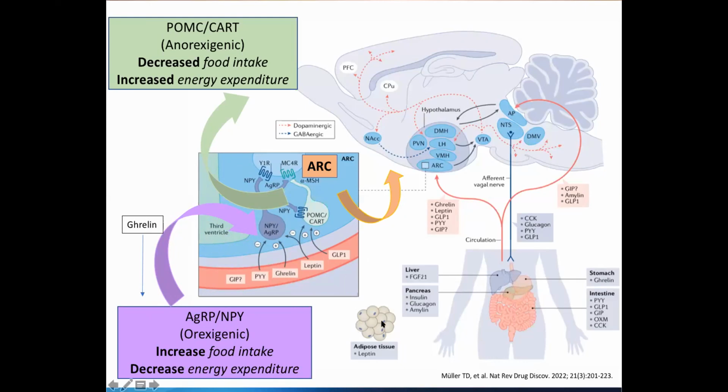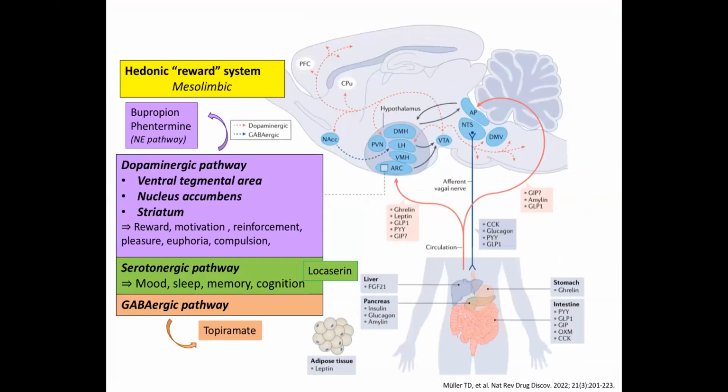Then we've got adipose tissue, which releases leptin, and leptin then reduces food intake and increases energy expenditure. So looking at the second concept today with regards to food intake, I'd like you to draw your attention to this mesolimbic hedonic reward system.